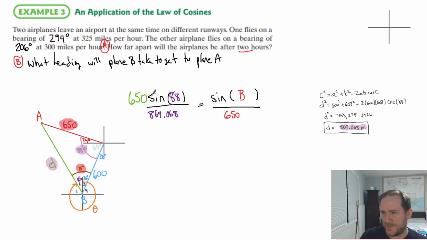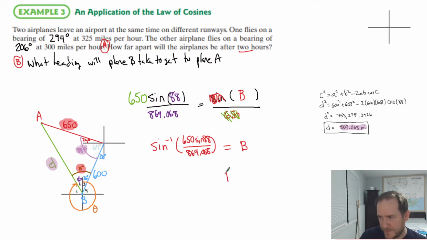So this side gets a 650 in its numerator. On this side, the 650 cancels out. Then, to actually solve for angle B, we have to take the inverse sine of both sides. That'll get the sine to go away, and we'll just have plain old B over here. And over here we'll have the inverse sine of this whole expression, meaning the 650 sine 88 all over 869.068. So yeah, these expressions are complicated, but you can do it, and you've got a calculator to do it, so it's no big deal.